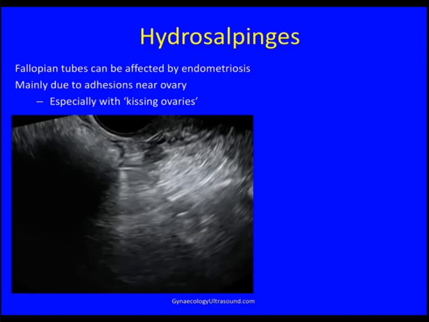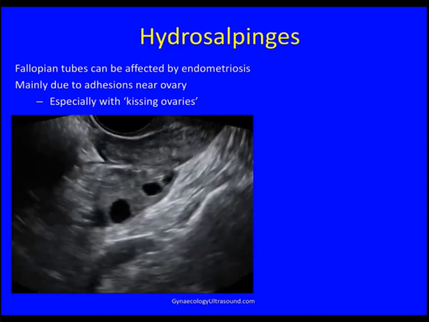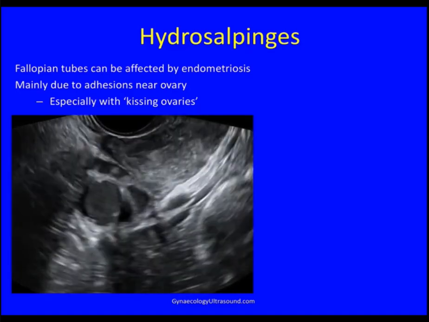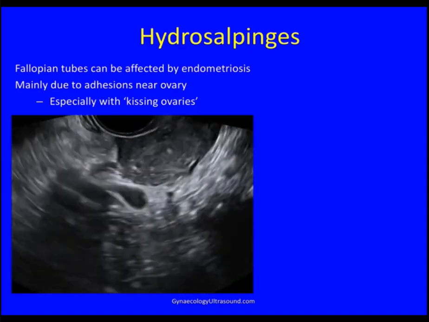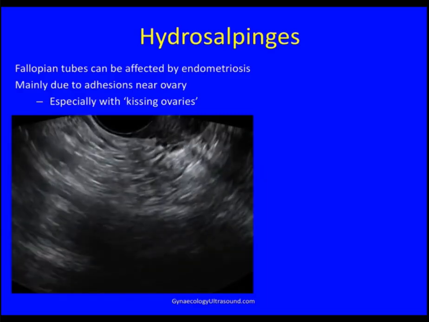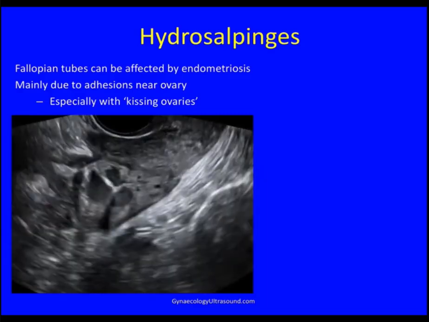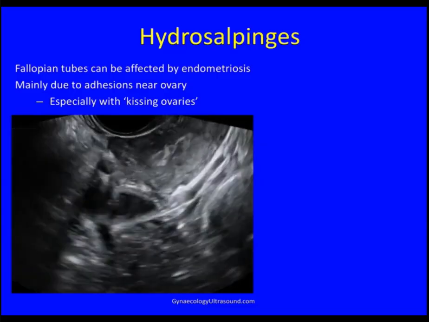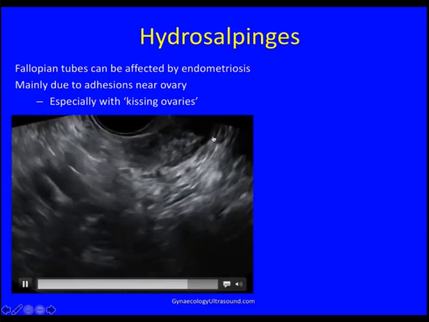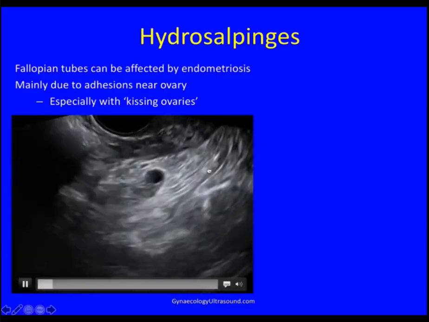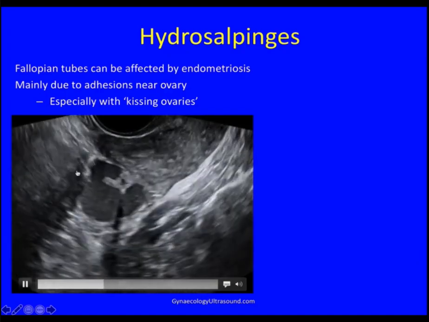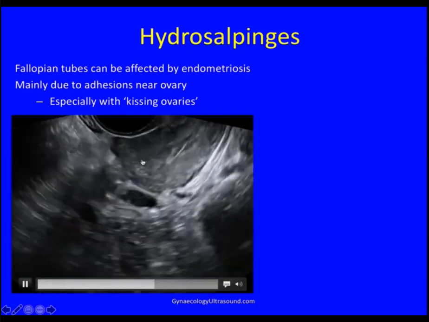Hydrosalpinges, well, fallopian tubes can be affected by endometriosis, but it's mainly due to adhesions, particularly if you've got kissing ovaries. And so this is an example of hydrosalpinx. This is a longitudinal view, transvaginal ultrasound, and what you can see is the top of the uterus and endometrial cavity, and then here you can see the ovary, and this is the hydrosalpinx.